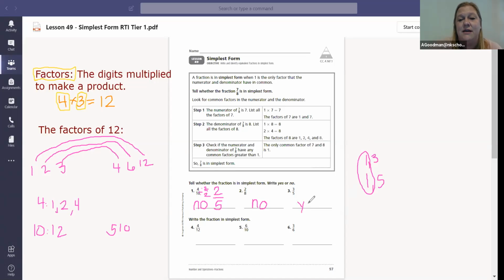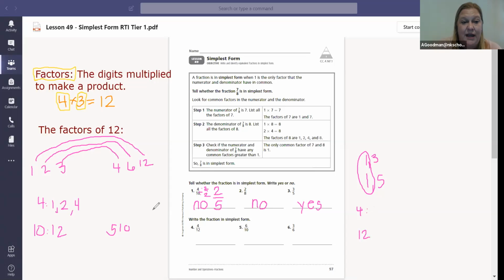So yes, that is simplest form. All right, let's look at 4/12. Well, I can tell right now that those are both even numbers, and so I know that they can at least be reduced by 2, but I'm just going to write the factors of 4 and the factors of 12.